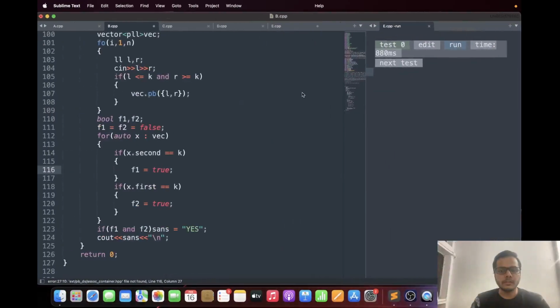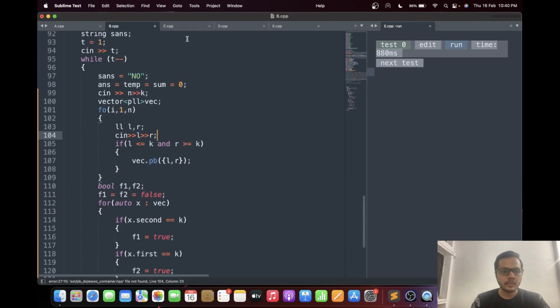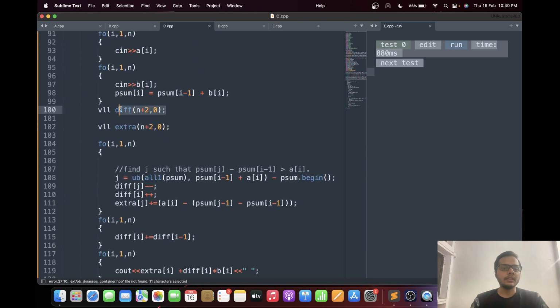Let's just quickly have a look at the code. Yeah, here is the code. So I create two arrays. First is the difference array, and the second is that extra array. That extra is nothing but the extra amount that I'm adding to the jth person. So I'm keeping that in a separate array.